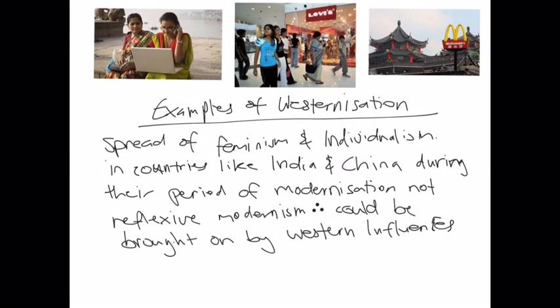Therefore, it is arguably feminism and individualism exist in these societies because of Westernisation, not modernisation, as they should not be present at this current point in their process of modernisation. The examples given on top in those pictures could be seen as Westernisation, but could arguably also be seen as modernisation. So sometimes it's hard to differentiate the two. So hopefully these examples help.